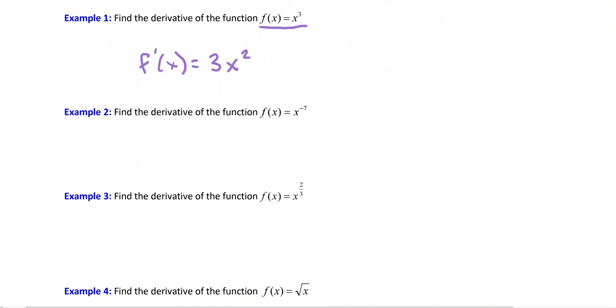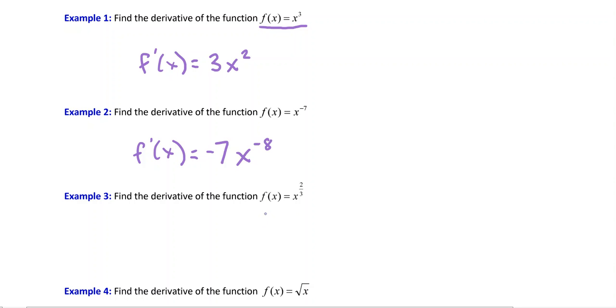In the next example, we have a negative exponent, but that doesn't change anything. The derivative, according to the power rule, says we bring the exponent down, so negative 7 comes down as a coefficient to the variable, and then we reduce the exponent by 1. So be careful with the negative exponents. Negative 7 minus 1 would be negative 8.